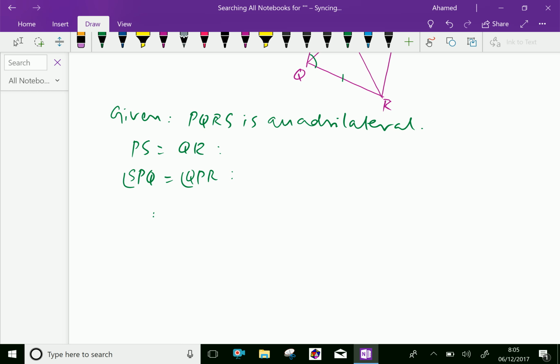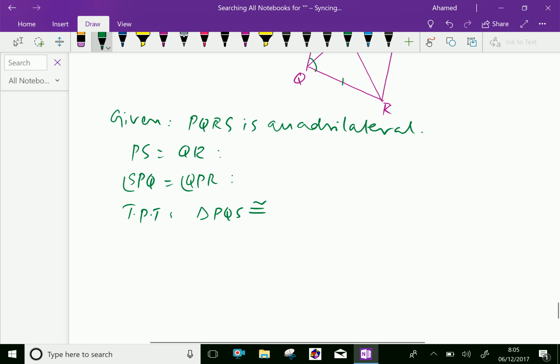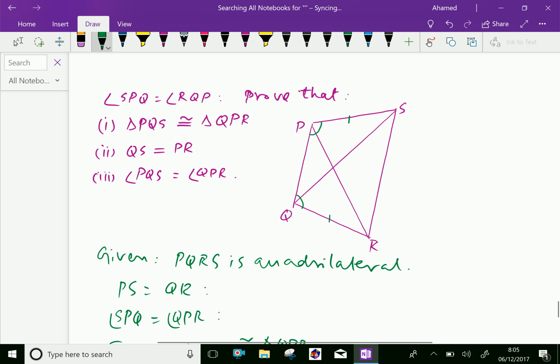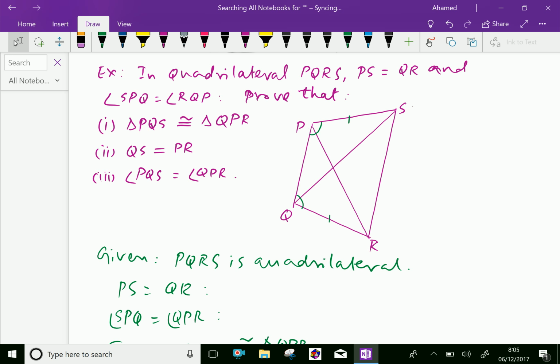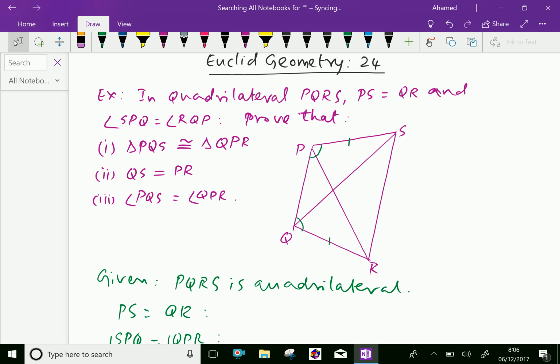To prove: triangle PQS is congruent to triangle QPR. Now, we'll prove it. Here, in triangle PQS and triangle QPR, the angle is given equal, that is, angle SPQ equals angle RQP.